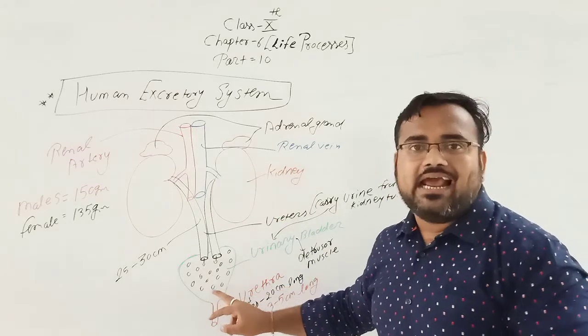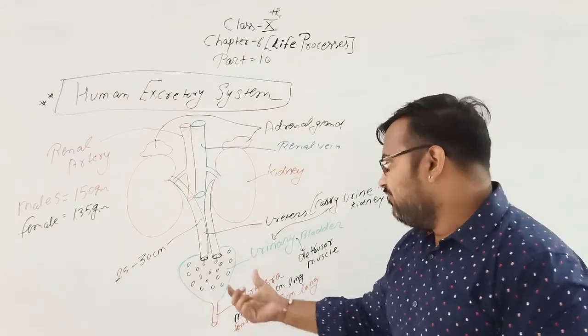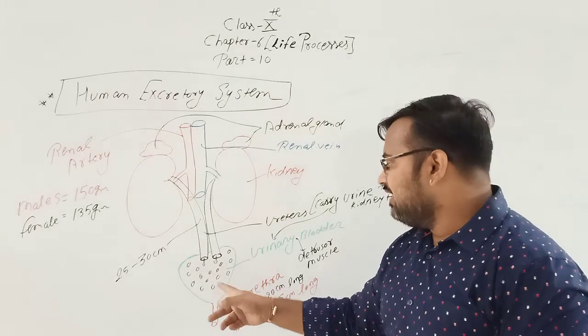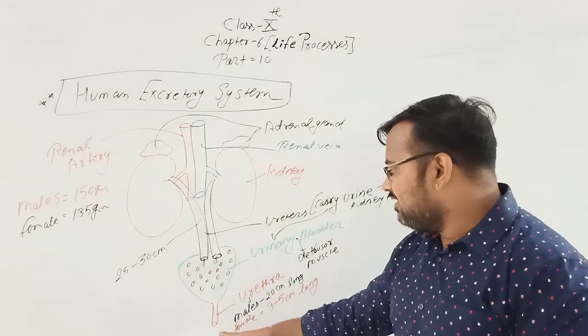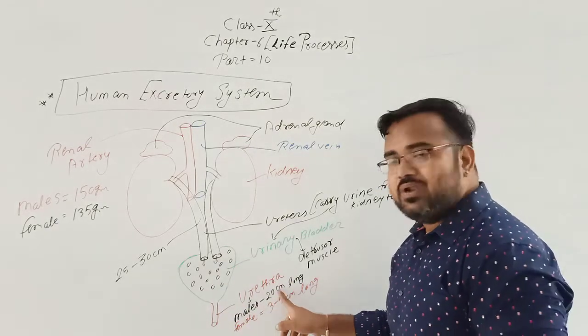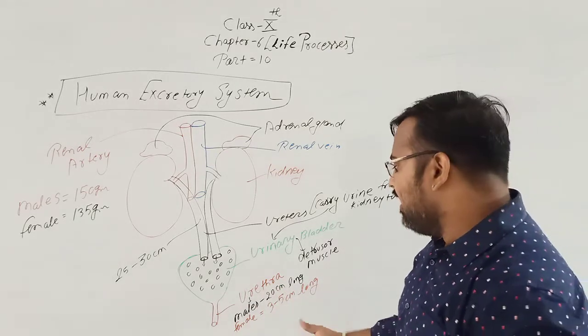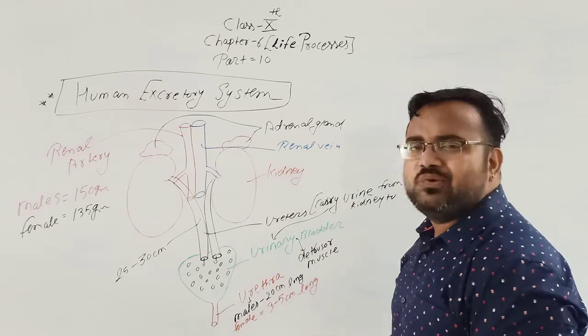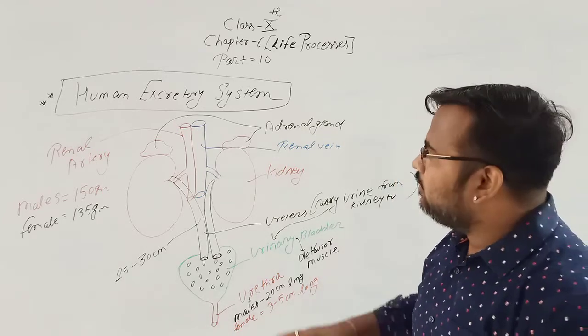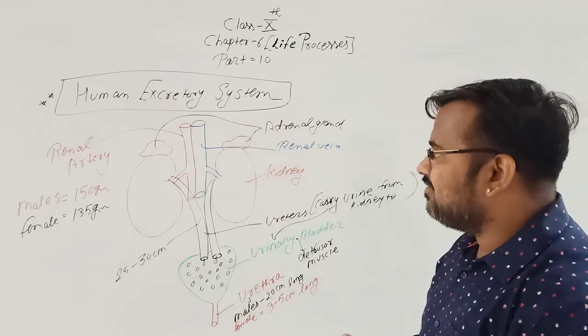The urinary bladder is a bag-like structure which stores the urine. When this bag is full of urine, the urine is released through the urethra. In a male, the urethra is about 15 to 20 centimeters long, and in a female, the urethra is only 3 to 5 centimeters long. Okay, this is all about the human excretory system.